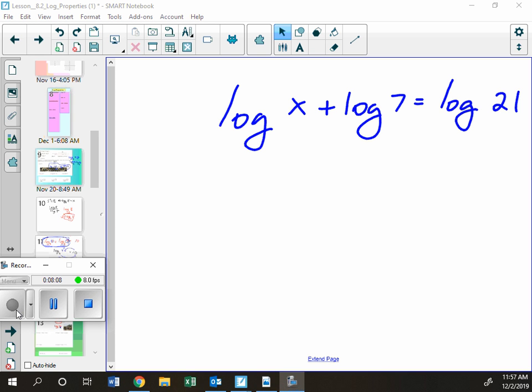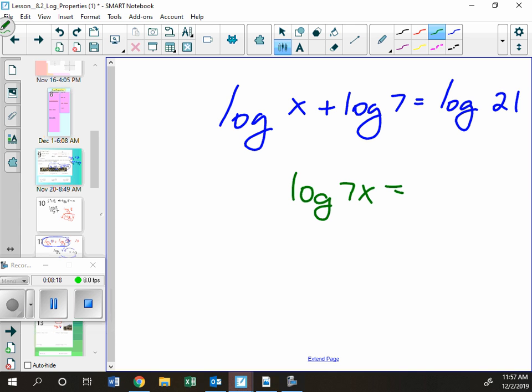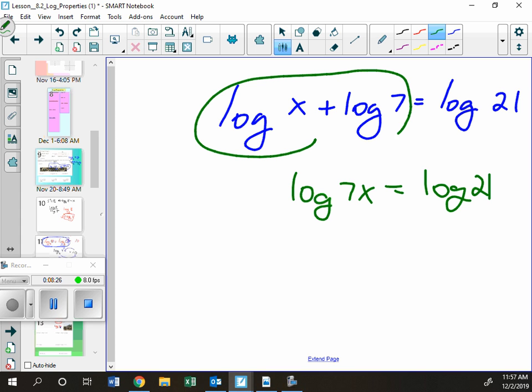Okay, Ella, what do you think? First step. All right, so log 7x, log 21. Next, oh, question? I get how that worked? Those two go together because they're the same base. And then we have just one log on each side. You know what to do?